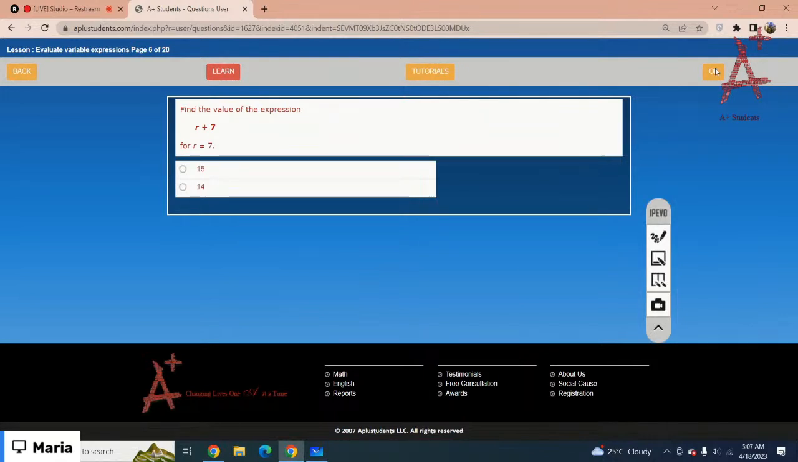You just have to write down the question. I am watching all the comments. Just write down the question. You have to evaluate r plus 7 for r equals 7. So just replace r by 7. So it will be 7 plus 7, and 7 plus 7 equals 14. Got it? So the correct option is 14.